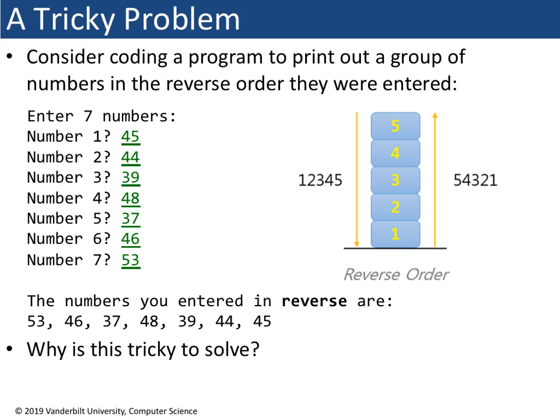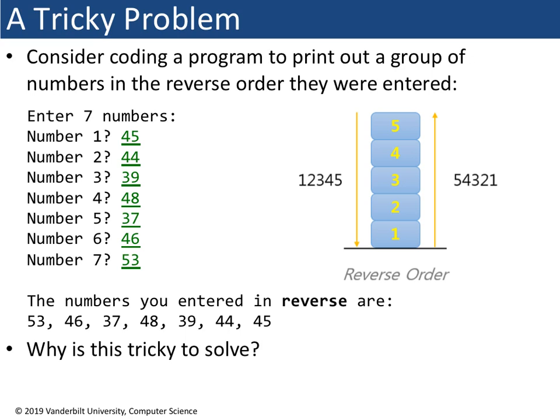But wait, how are we going to print out 46? Because whatever we had coded into our loop, we executed and stored the most recent number that they typed into a variable. But we would also have to have a dedicated variable for 46 and one for 37, one for each of the numbers that they typed in. So we would have to declare 7 variables to be able to perform this operation.